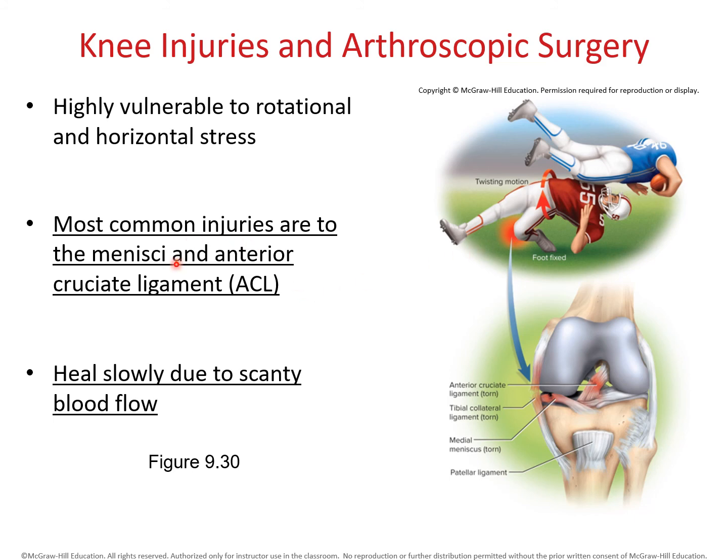Most common injuries are going to be to the menisci and to the anterior cruciate ligament. Here's your anterior cruciate ligament. So you should definitely know that. Most common injuries are to the ACL or the menisci. Now, knee injuries are going to heal very slowly, and there are a couple of reasons for that. Think about what these ligaments are made of. Think about what your menisci are made of.